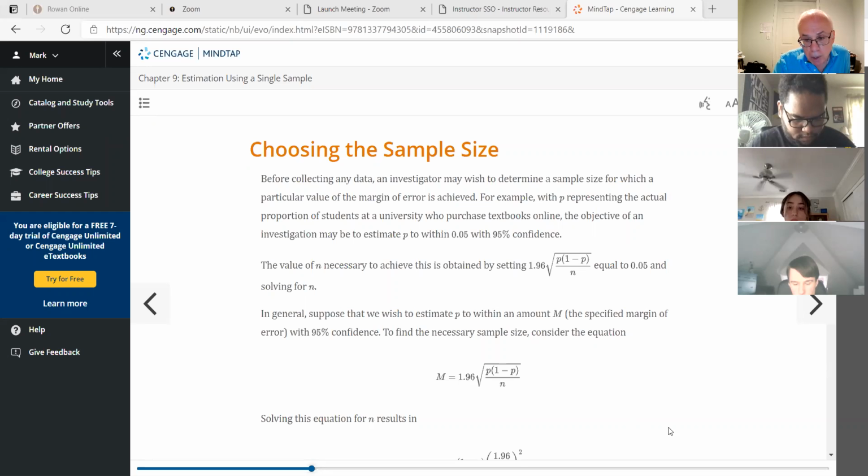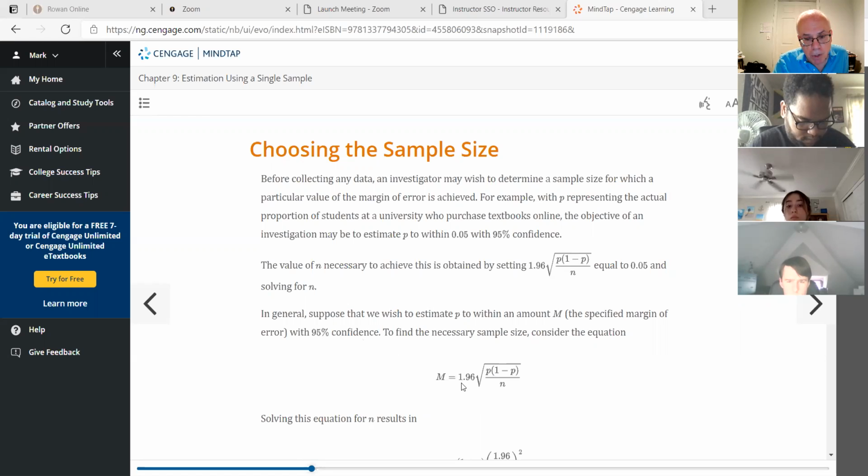Now, if you want to find a minimum sample size, you have to choose an estimate for P, the proportion. It's something that a problem will give you, but if it doesn't give you that, then here's the rule. You use 0.5 for P. So if the problem doesn't give you an estimate for P, use 0.5. The critical value will depend on the level of confidence. So in this case, if it's 95%, it would be 1.96. If it was 90%, it would be 1.645, like that.